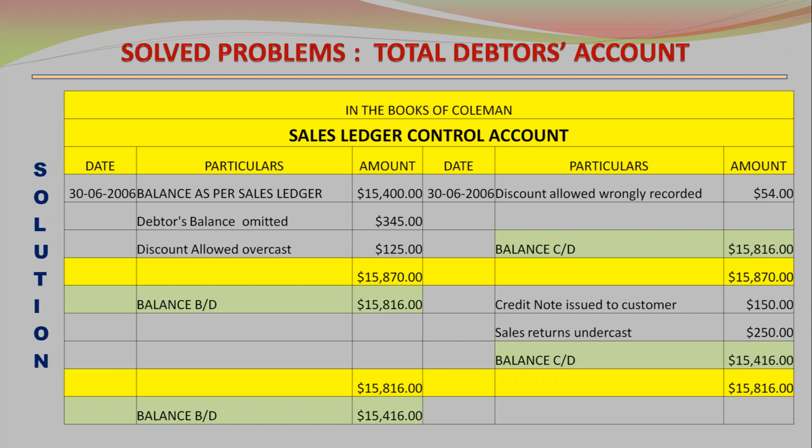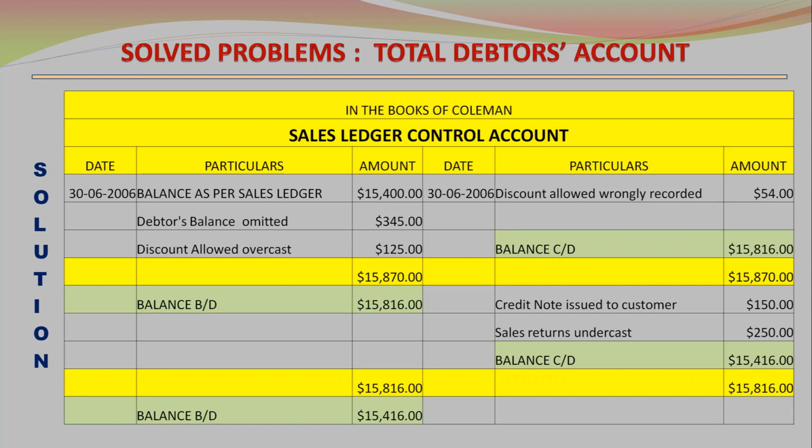In the books of Coleman, sales ledger control account. On the debit side, 30th June 2006, balance as per sales ledger 15,400. Debtors balance omitted 345. Discount allowed overcast 125. On the credit side, discount allowed wrongly recorded 60 minus 6, 54.